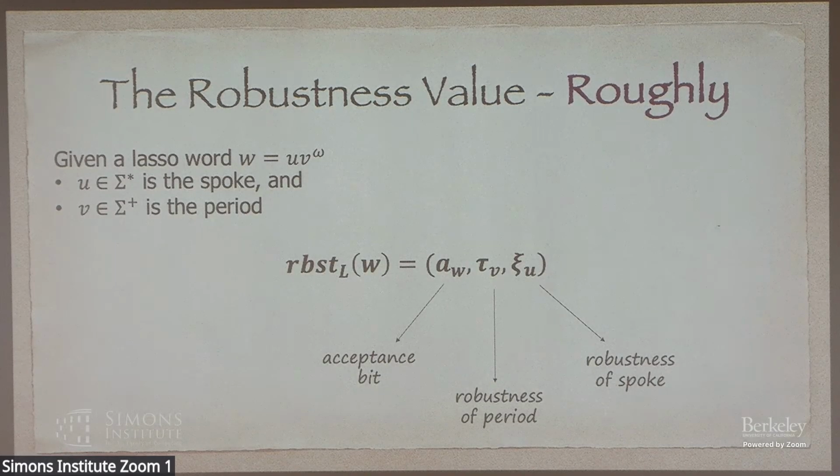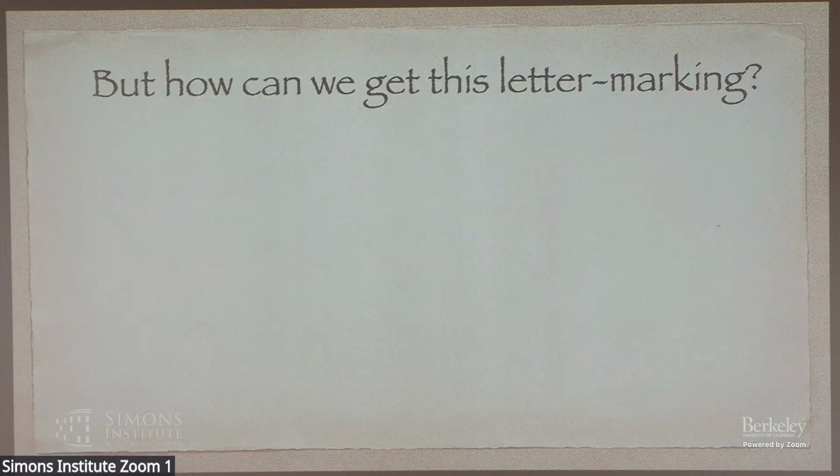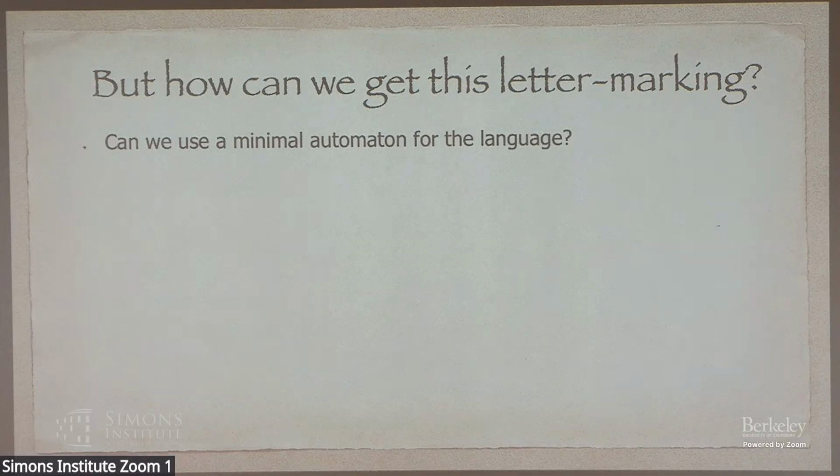We actually have 5 colors, and it's a little bit more subtle, but I don't have the time to get into this. The main challenge is to find a way to get this marking. I have this language, I have this word. Who's going to tell me which letter is green and which letter is red? So how do I represent the language? Maybe I can use a minimal automaton for the language, and I can get this coloring from the minimal automaton of the language.